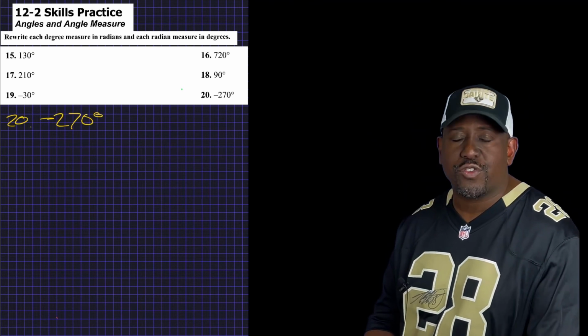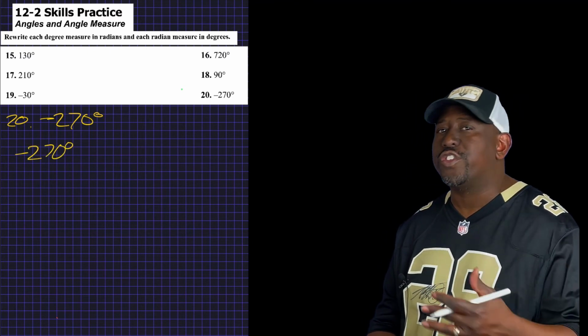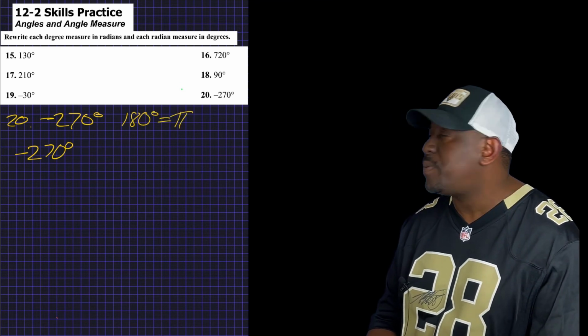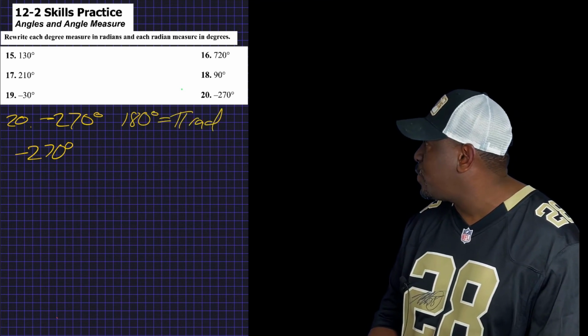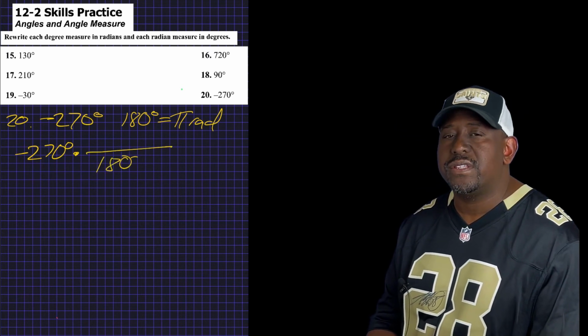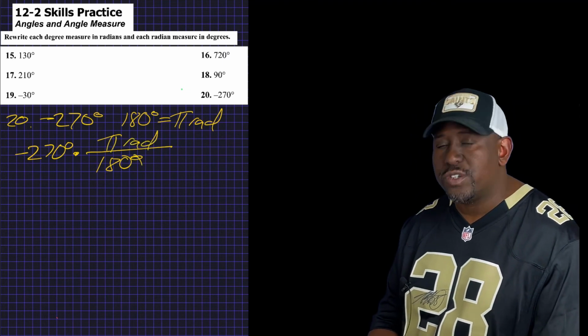We have a negative degree measure. And again, we will use the same, what we call unit multiplier. We're going to convert 180 degrees to pi radian, like we did before. Since we're trying to eliminate the degrees, we put the 180 degrees in the denominator. We put pi radian in the numerator.